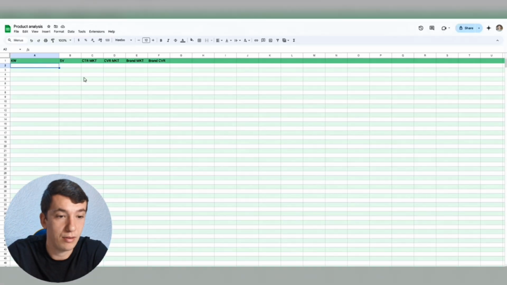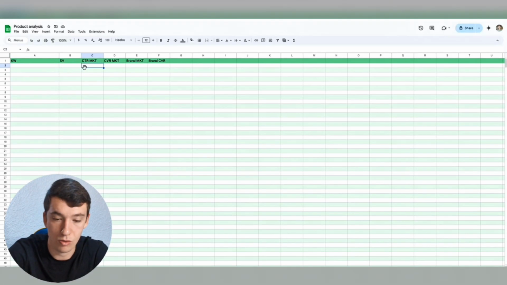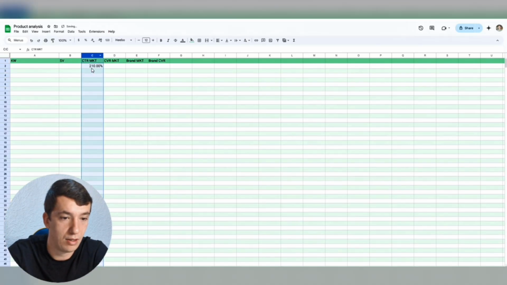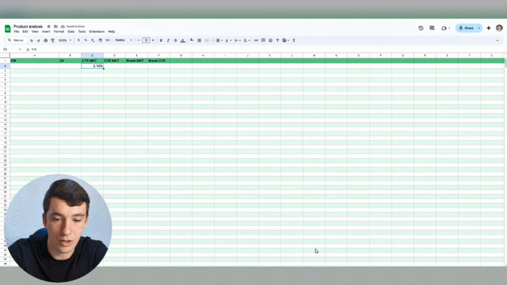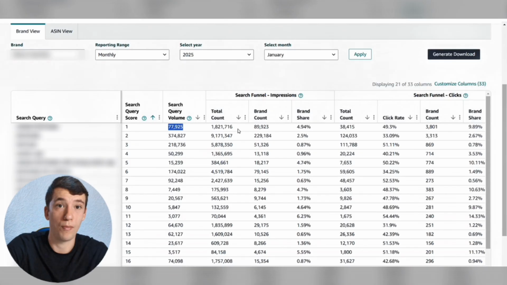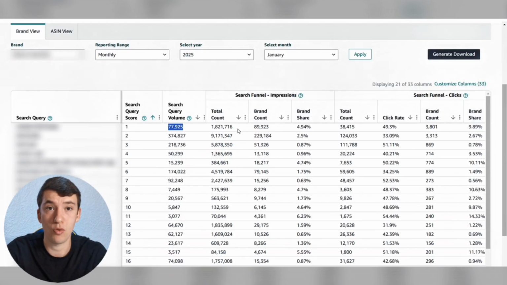And why is it so important? So I will have this Excel file. I will put here the click rate of the market is 2.1. I will make it percentage, 2.1. I will add the search volume. Now step number 2, I want to calculate my own click rate for this keyword, and I want to see if our click rate is higher than the market or lower than the market.